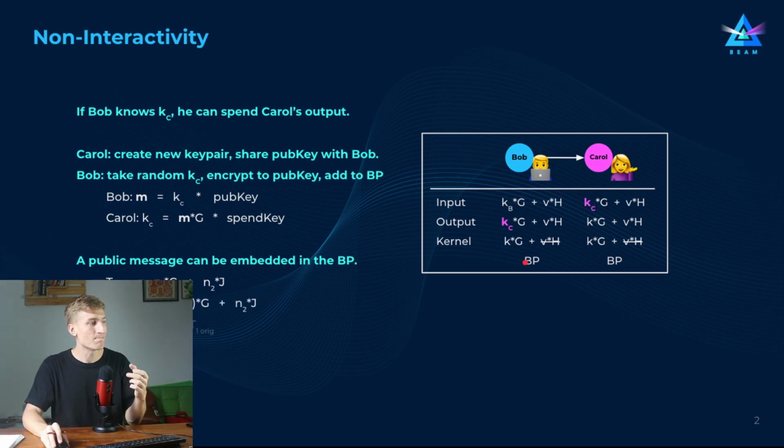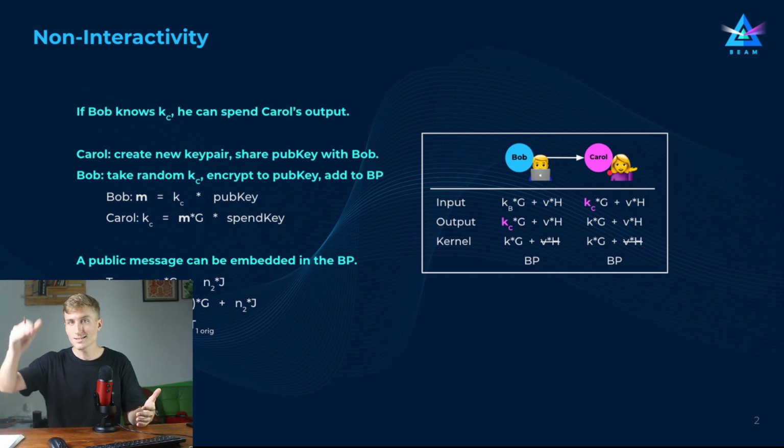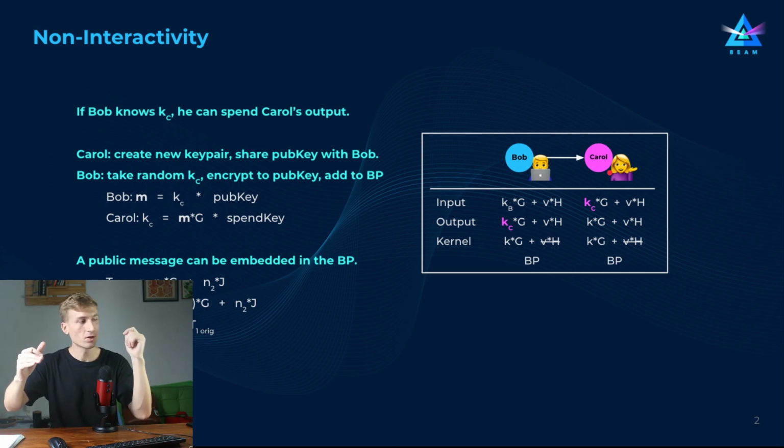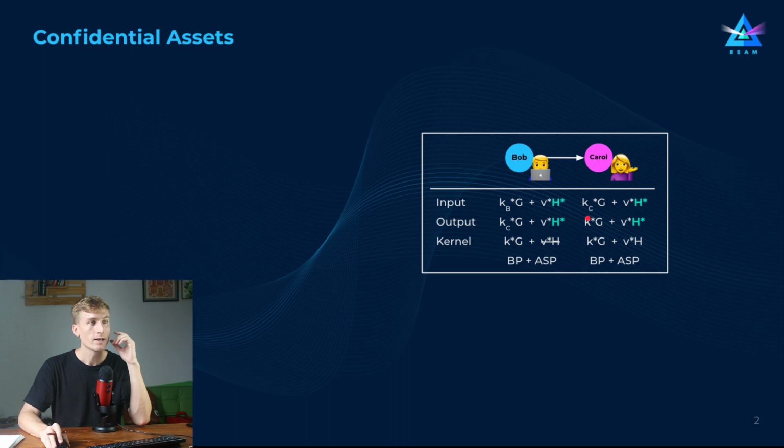So Bob is going to just embed this message in the bulletproof so that when Carol looks at the blockchain and looks at all the bulletproofs that are posted, she can see that there's one which contains a key for her, and then she'll use her new private key to unlock that, and then take the K value and use it here to create a new transaction. Okay, so that's how these non-interactive payments work on Beam, and you can check out the white paper if you'd like to dig deeper here. Finally, and this is the last feature we'll discuss, Beam also now supports confidential assets.